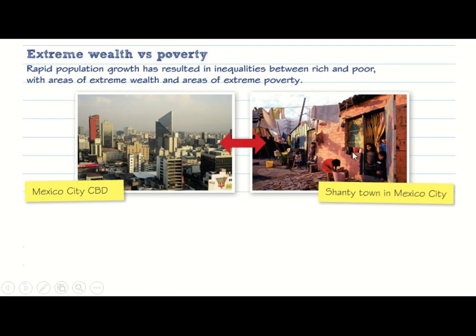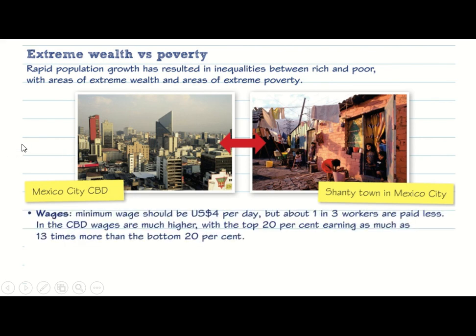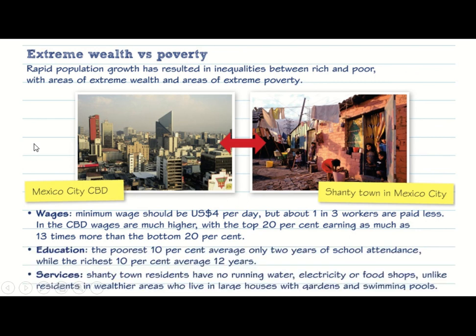Inequality in Mexico City. Again, I don't need to describe to you what inequality is. The shanty towns are far more extremely disadvantaged and deprived than the wealthy kind of areas of Mexico City where the people on higher incomes are. And again, you can see a comparison in both wages, education and services on the screen, which summarises those three key inequality factors which I want you to think about for Mexico City.